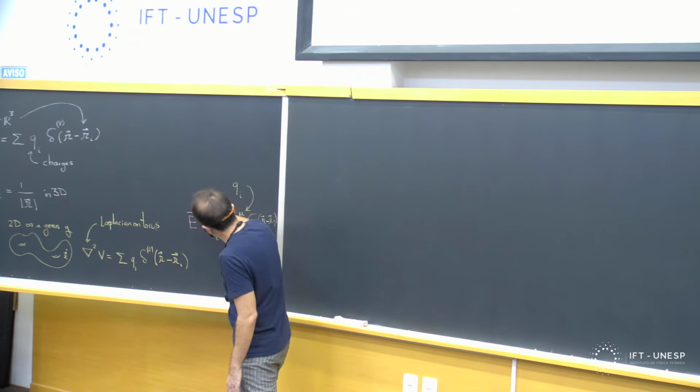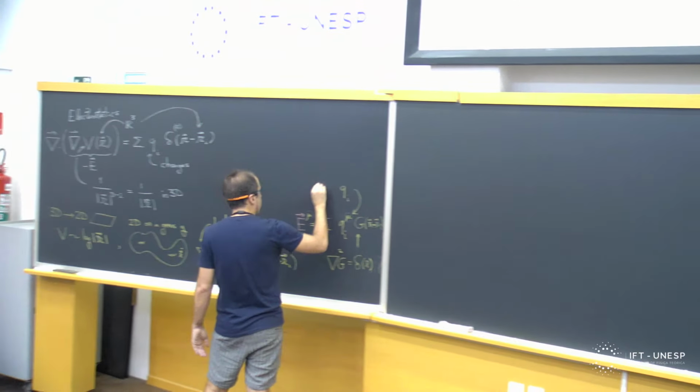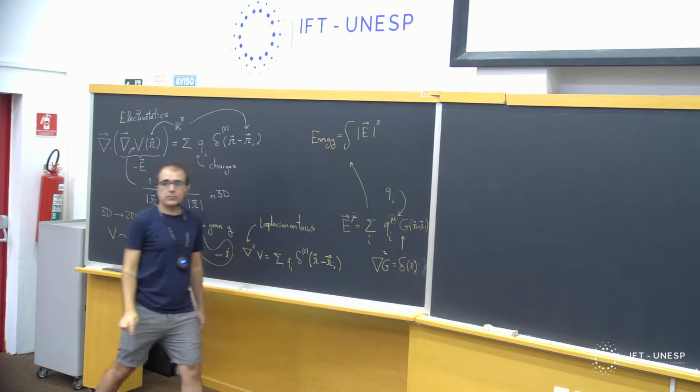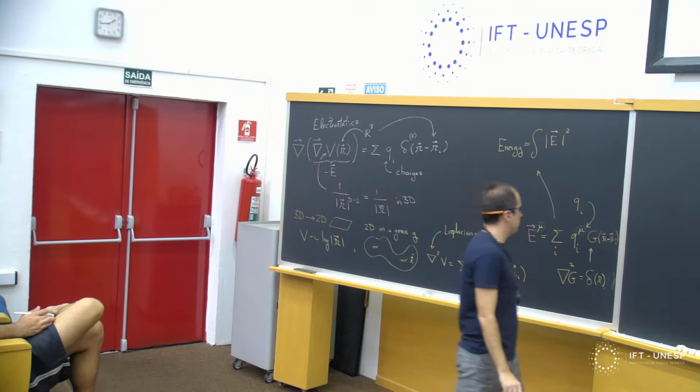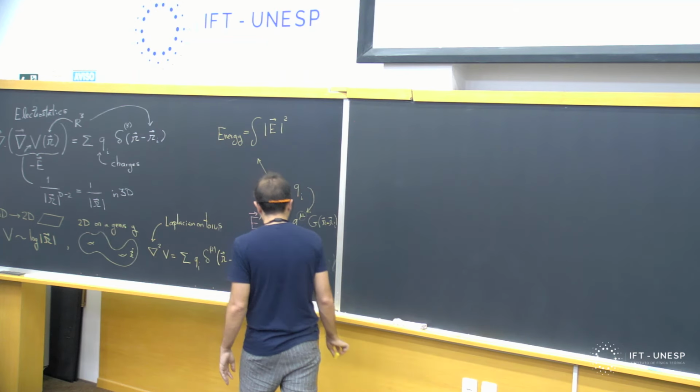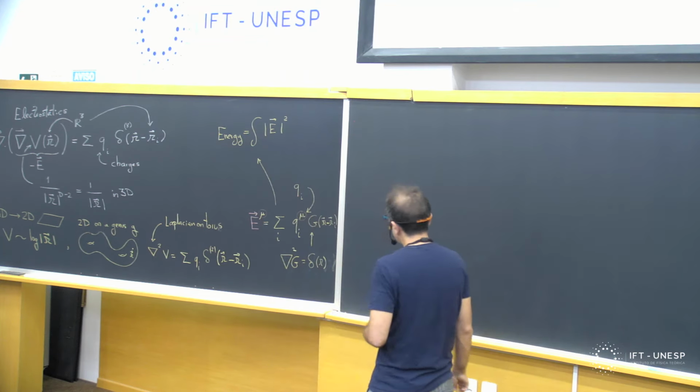The slightly unusual ingredient is that the electric field now has an index mu. Otherwise, it's the usual electrostatics. And what would be the energy of this configuration? The energy, I remind you that the energy is the integral of the electric field. Okay. And then the energy would be this quantity here.